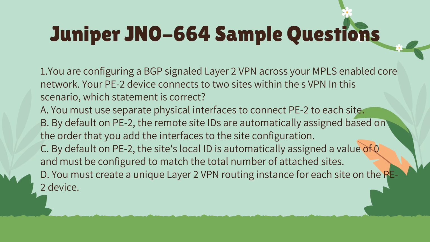B. By default on PE2, the remote site IDs are automatically assigned based on the order that you add the interfaces to the site configuration. C. By default on PE2, the site's local ID is automatically assigned a value of 0 and must be configured to match the total number of attached sites. D. You must create a unique Layer 2 VPN routing instance for each site on the PE2 device.